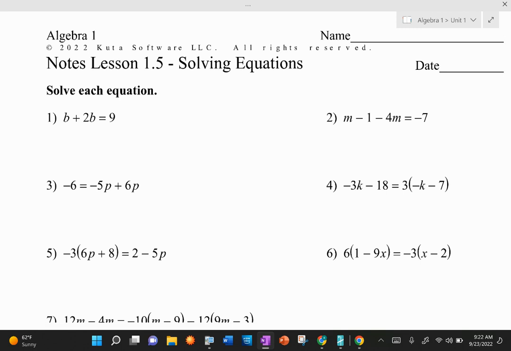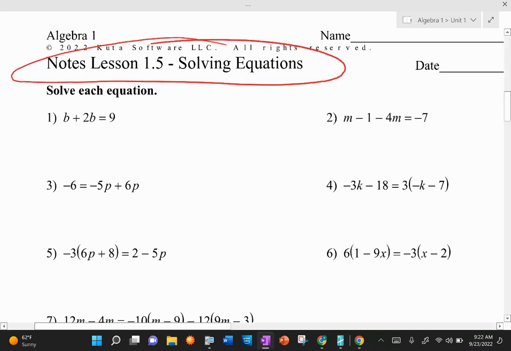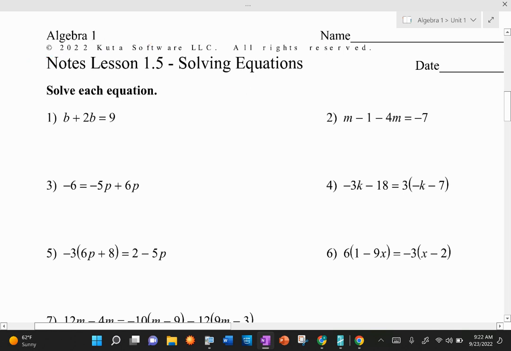You can structure your notes how you normally do. I'm just going to use these practice problems to work off of. So today is lesson 1.5. We're still solving equations. Specifically, it's equations with variables on both sides.